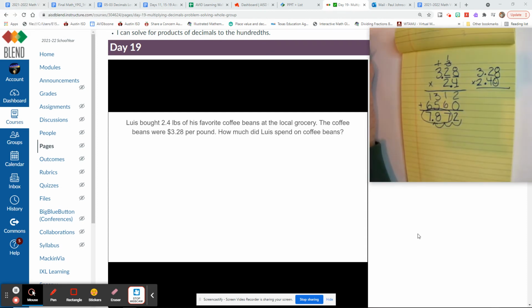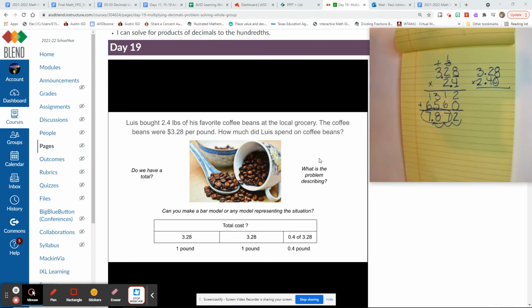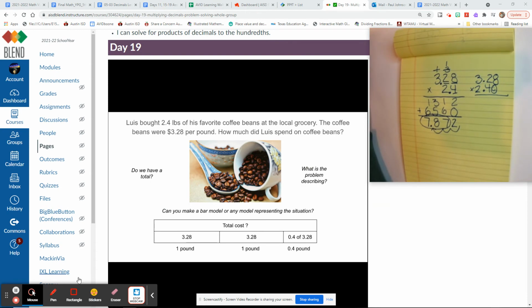All right. Now, I think they just want us to model this one. All right, so let's see how we would model this one with coffee. Do we have a total? What is the problem describing? Sounds like we're making, oh, this is an interesting area model. So what they're showing you right here is this part is 1. This part makes 2. And then this is 4/10. All together, that's the 2 and 4/10.